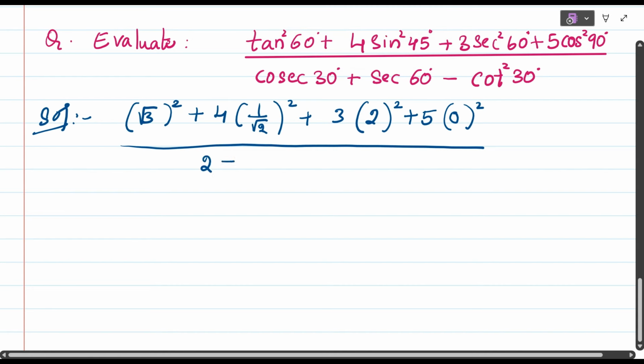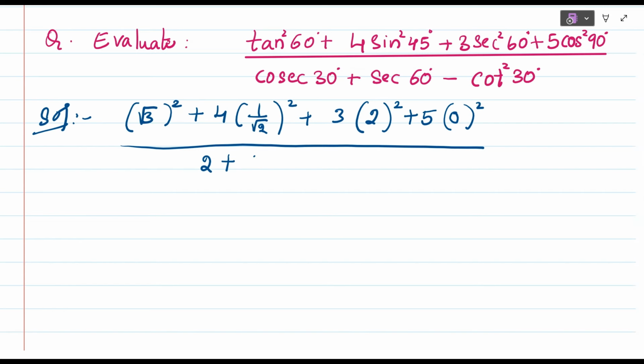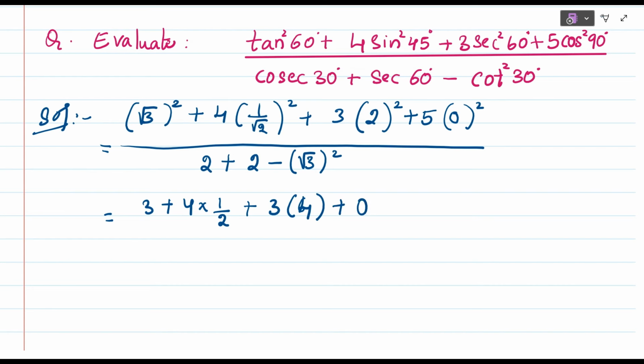2 plus secant 60 degrees. This is also 2 minus cot 30 degrees. So okay, cot 30 is root 3 and whole square is there. Is it clear? Now we are going to find the value of this. Okay, root 3 square is 3 plus 4 into 1 by root 2 whole square. 1 square is 1, root 2 whole square is 2 plus 3 into 2 square is 4 plus 5 into 0 is 0. Understood? By 2 plus 2 is 4, students, minus root 3 whole square is 3.